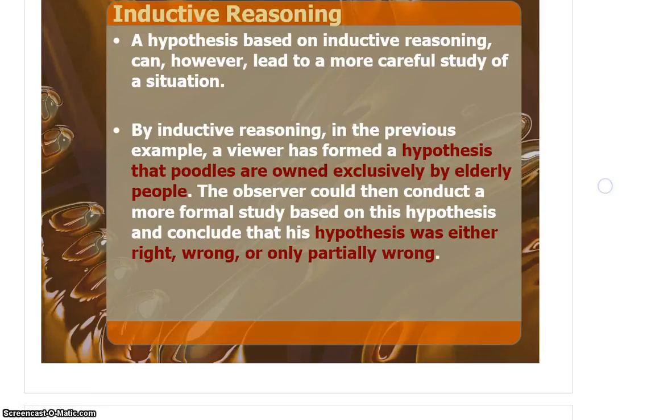A hypothesis based on inductive reasoning can, however, lead to a more careful study of a situation. By inductive reasoning, in the previous example, a viewer has formed a hypothesis that poodles are owned exclusively by elderly people. So the observer could then conduct a more formal study based on this hypothesis and conclude that the hypothesis was either right, wrong, or only partially wrong. So this is a means of forming a hypothesis. It's not technically a proof.